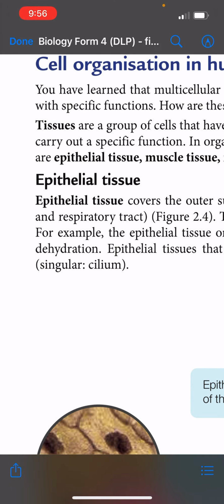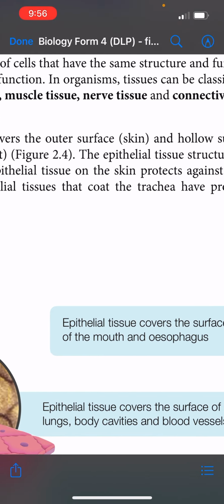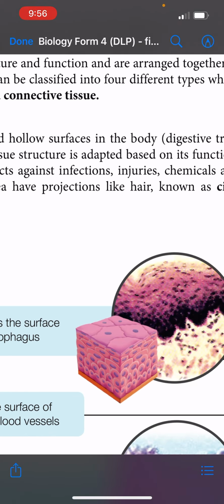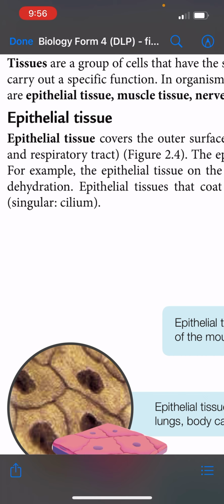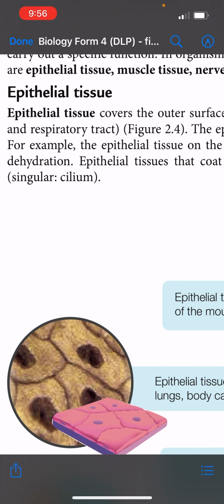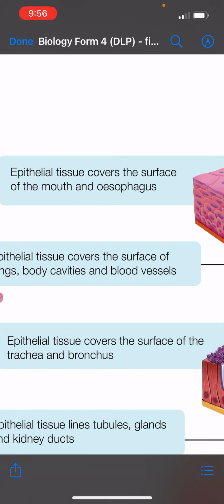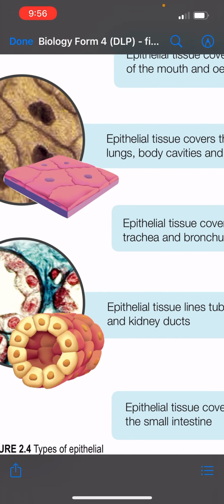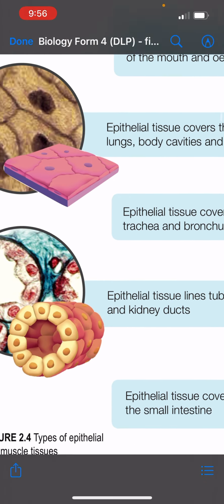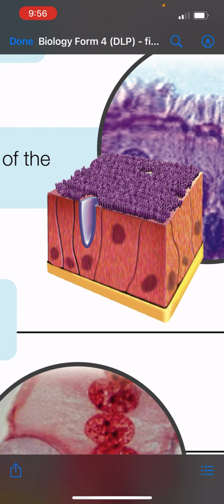So let's look at epithelial tissue. Epithelial tissue is the tissue that covers the outer surface, skin, and hollow surfaces in the body like the digestive tract and respiratory tract, covering for lining, for protection. Sometimes there are special features developed on the surface of epithelial tissue. Like this one, you can see it is very thick in the mouth and esophagus. This epithelial tissue on the lung looks very flat and very thin. This one has some special features on top, the purple one.